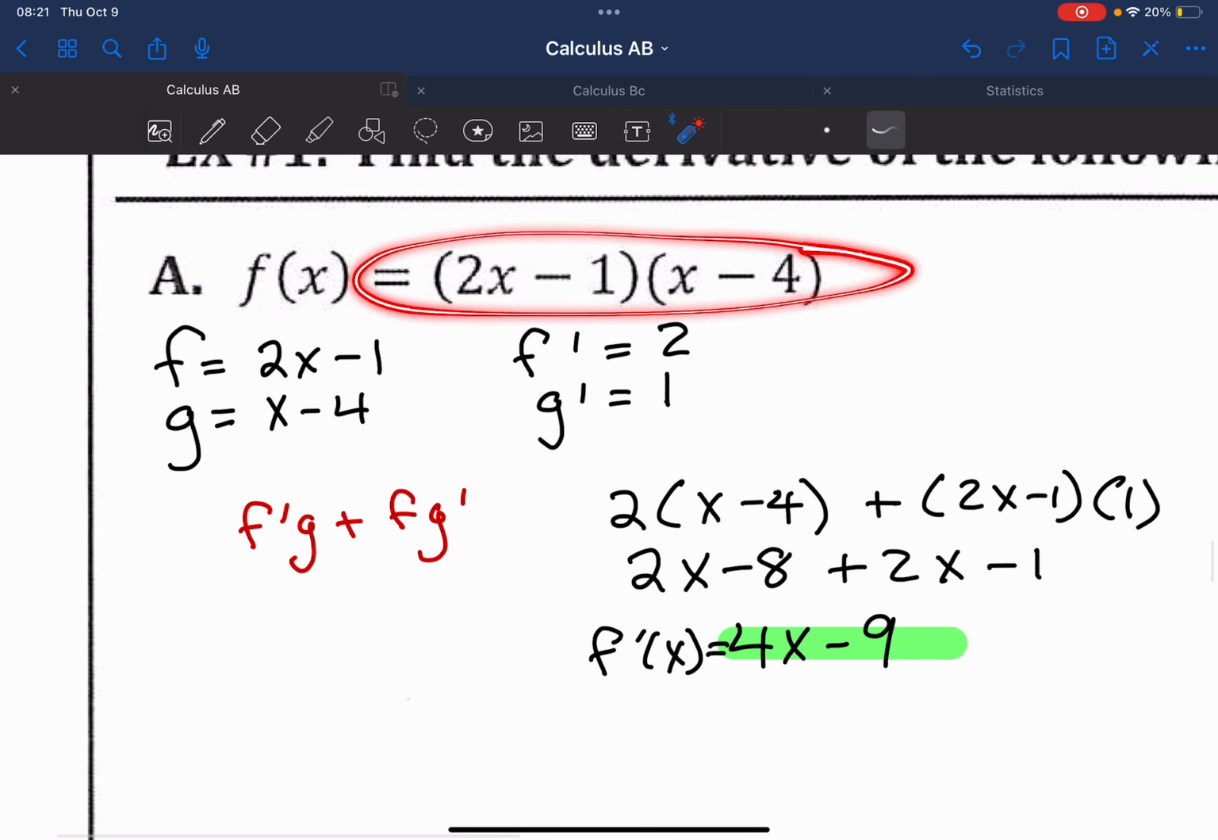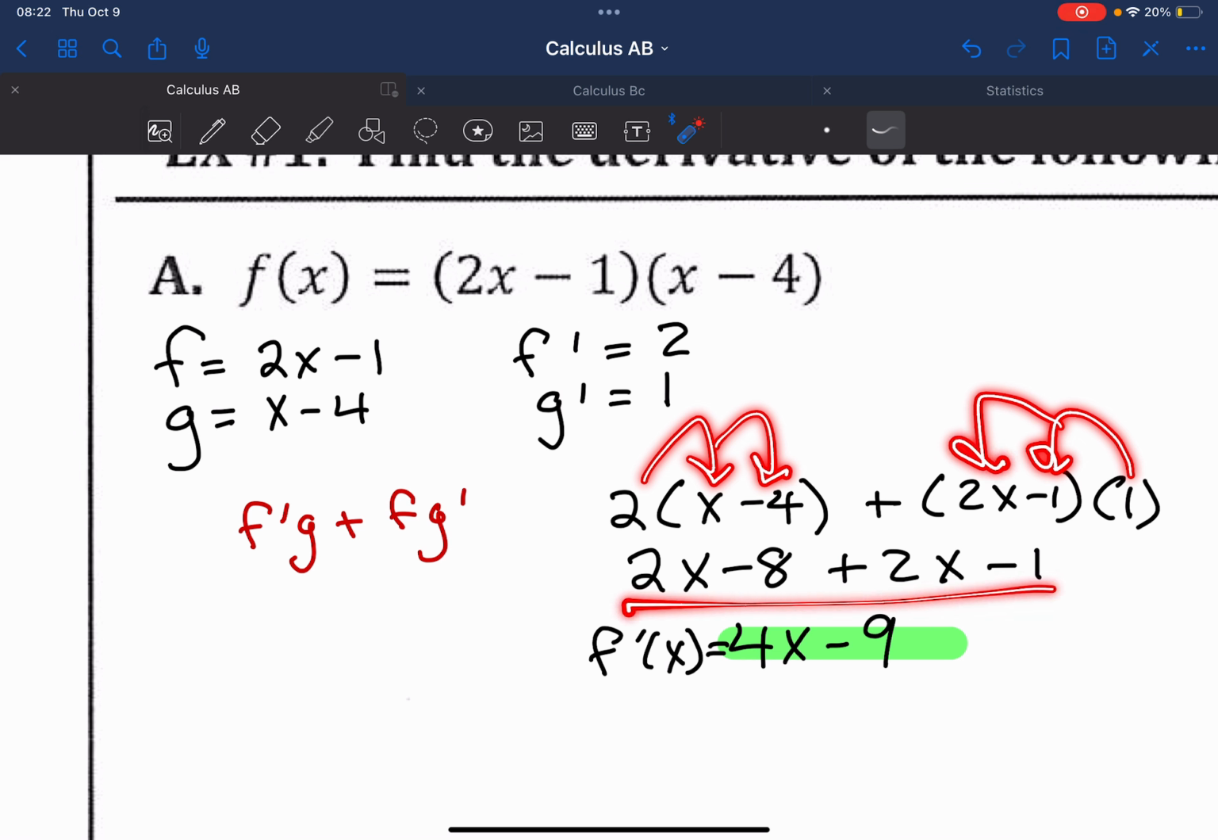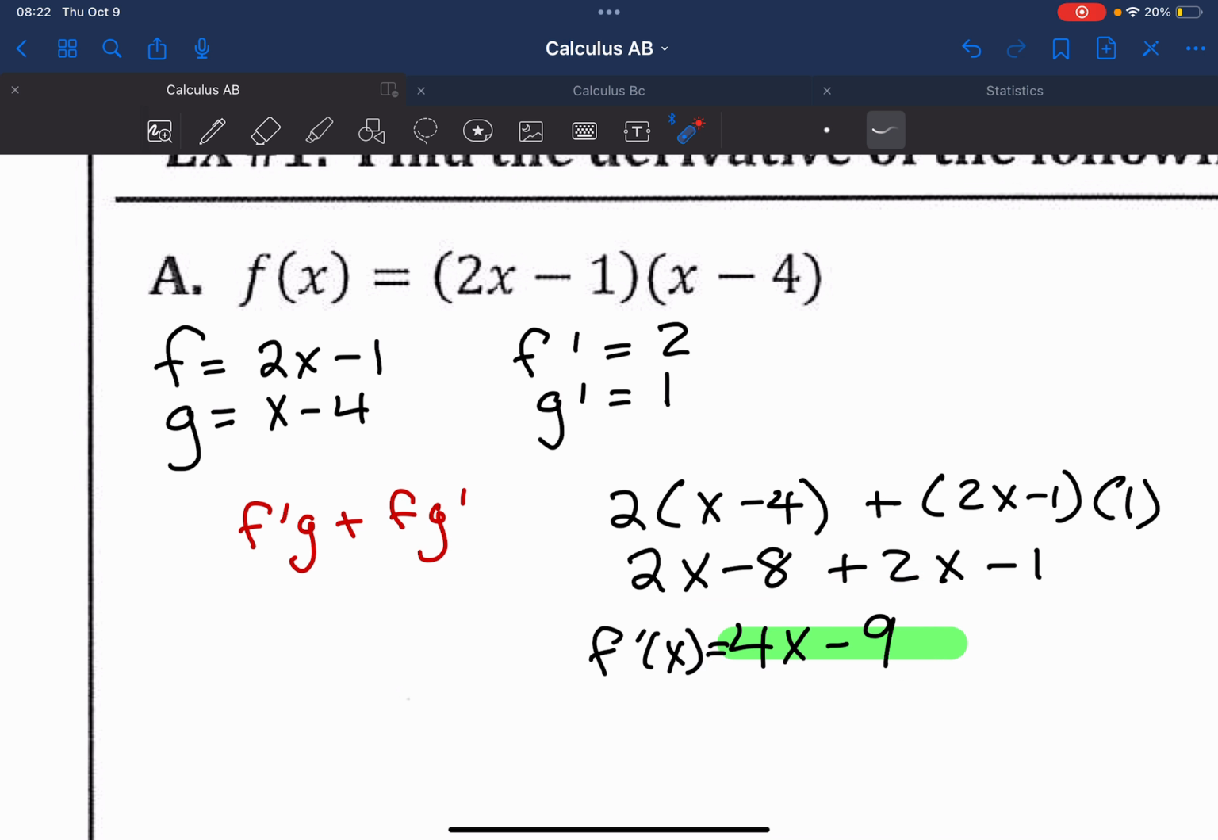So here is our function here. Notice that this is our first function f, and this is our second function g, and I wrote them off to the side over here. From each of these, I take the derivative. Well, the derivative of 2x minus 1 is 2, and the derivative of x minus 4 is 1. So using my formula here, f prime, which is 2, times g, which is x minus 4, plus f, which is 2x minus 1, times g prime, which is 1. And then I just simplified by distributing the 2, distributing the 1, and then combining like terms to get my answer of 4x minus 9.